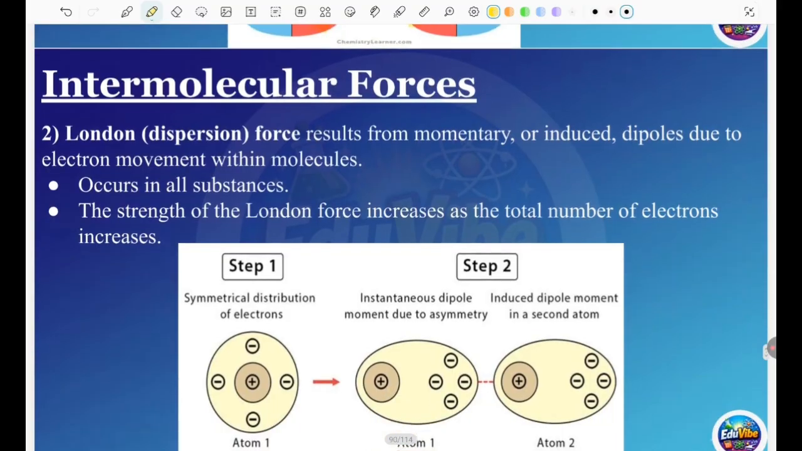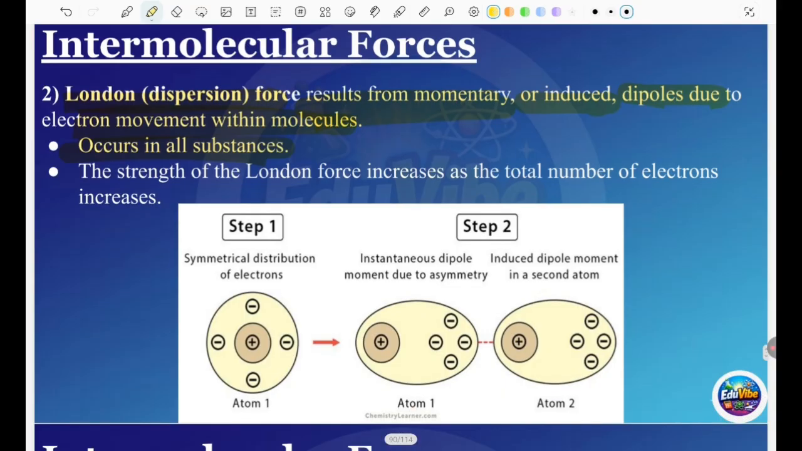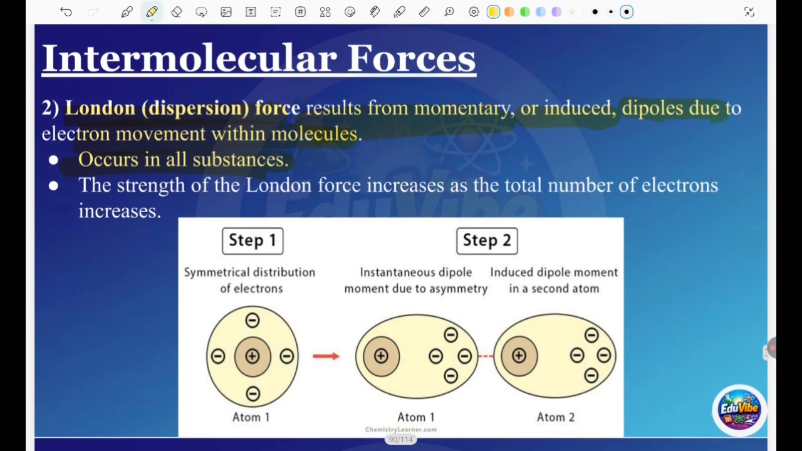The next force is the London force, or London dispersion force. It results from momentary or induced dipoles due to electron movement within the molecules. When electron movement is involved, we are talking about London dispersion forces. They occur in all substances. When we do questions, sometimes there is no dipole-dipole force, sometimes there is hydrogen bonding, but they always have the London dispersion force, LDF for short.